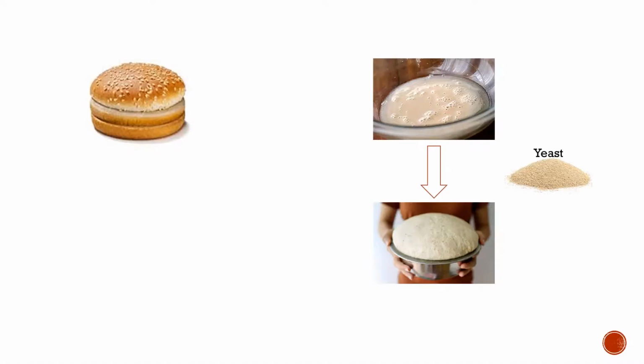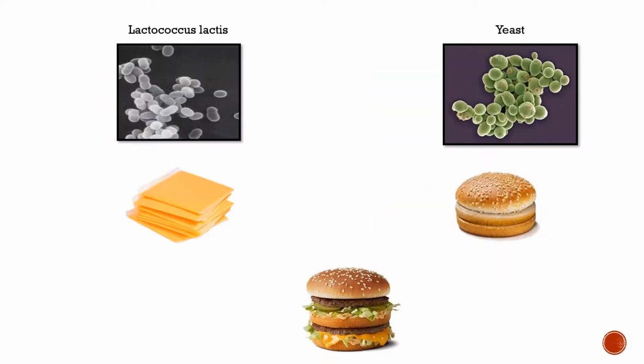As you can see from the video, the yeast ate up all the sugar in the bowl and released the carbon dioxide that led to the rise of the bread. That same method is used to make the buns of a McDonald's Big Mac. So basically, what I'm trying to say is that the two microbes, Lactobacillus lactis and yeast, play a huge role in creating the bun and cheese from the Big Mac sandwich that I love so much. And it makes it possible for me and everyone else to enjoy it.